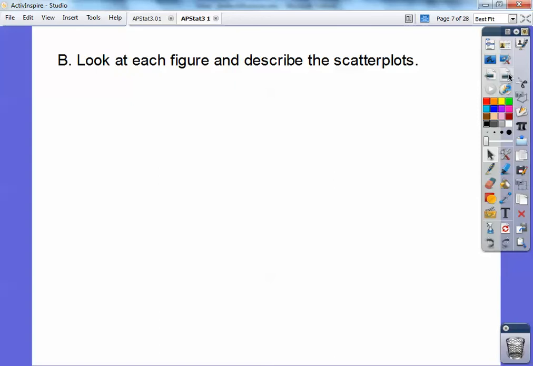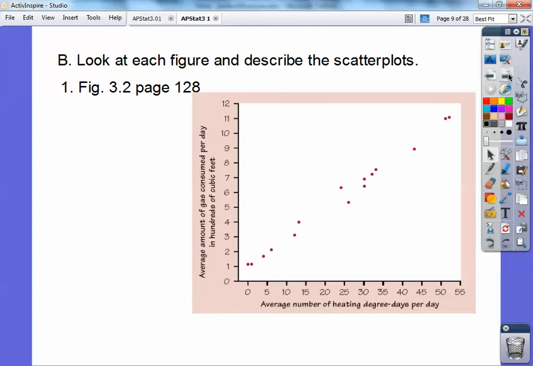So look at each figure and describe the scatter plots. All these figures I pulled out of the books from all over the place. How about this one, figure 3.2 on page 128? I just want you to be able to describe that scatter plot. Now look at those points. It's definitely going in a positive direction because it's going up, and these are pretty close to a line, at least so far. So I'm going to say this one's a strong positive association. That's what I want you to recognize.